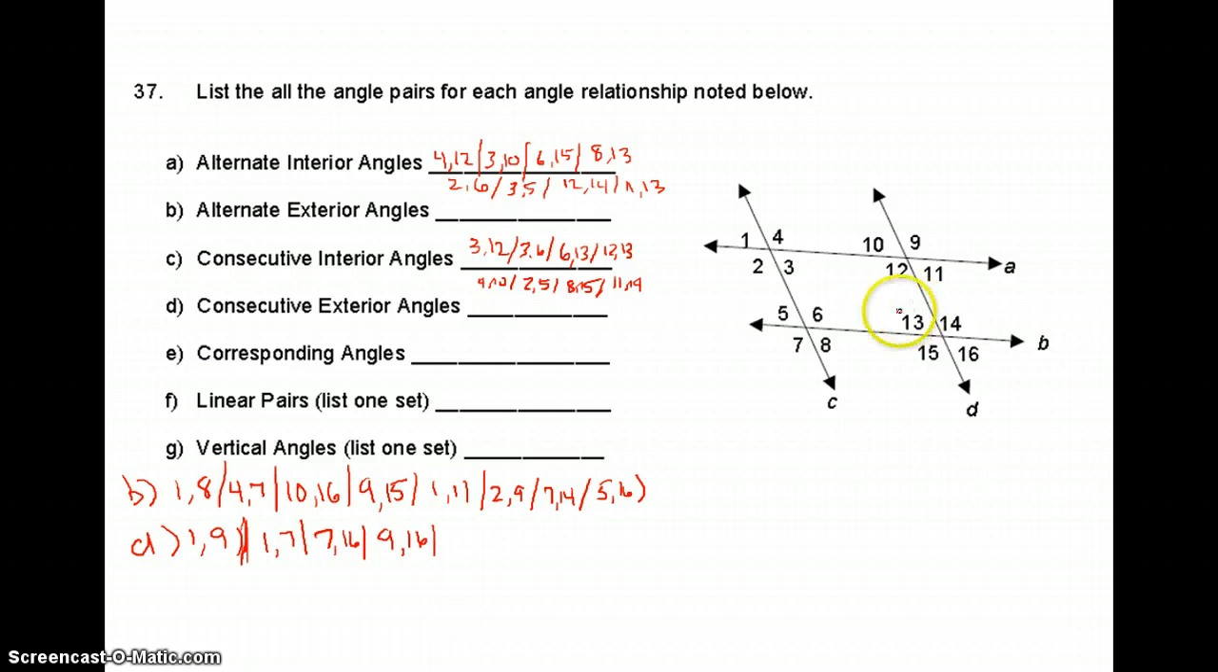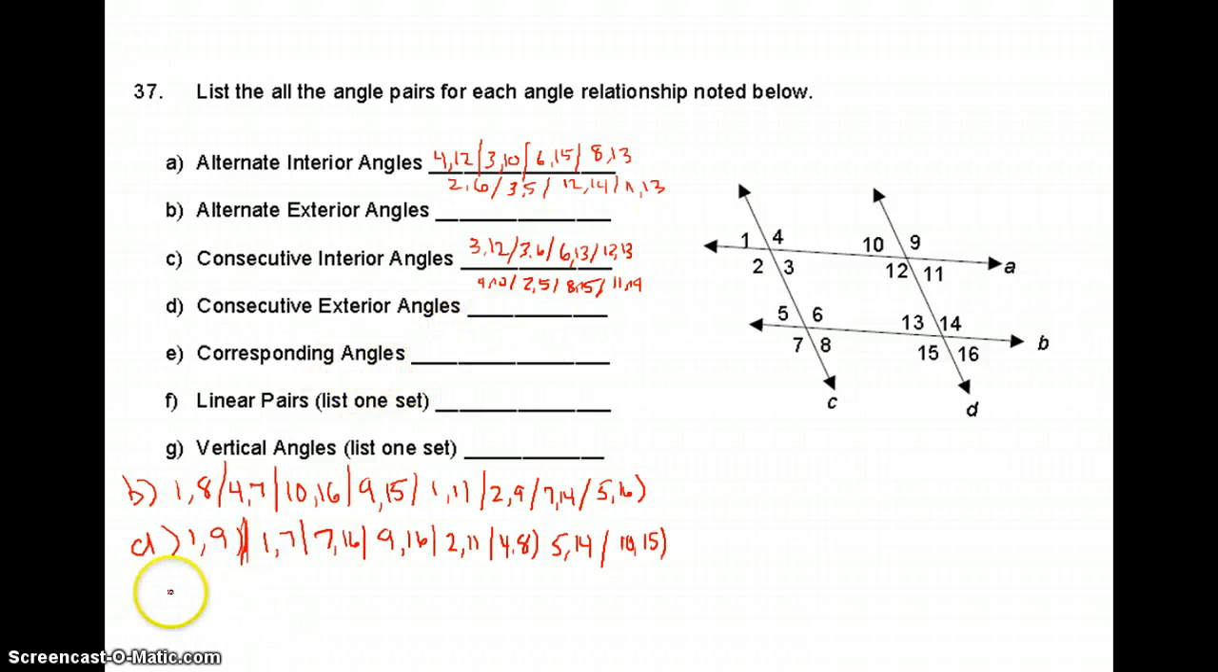Now let's do the insides. 2 and 11. 4 and 8. Let's say 5 and 14. And 10 and 15. Those are a little bit harder to see. Okay.